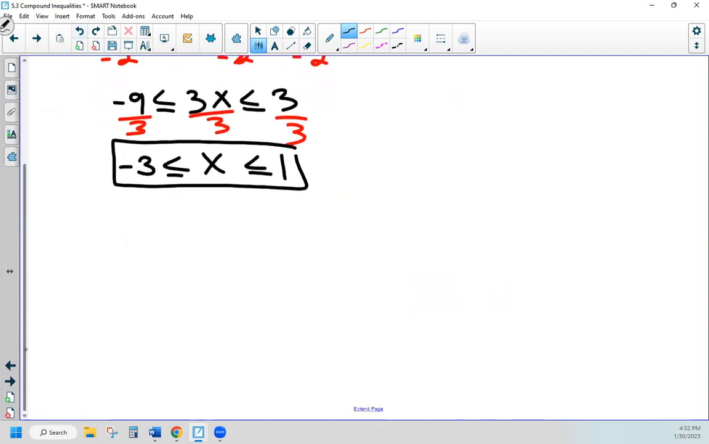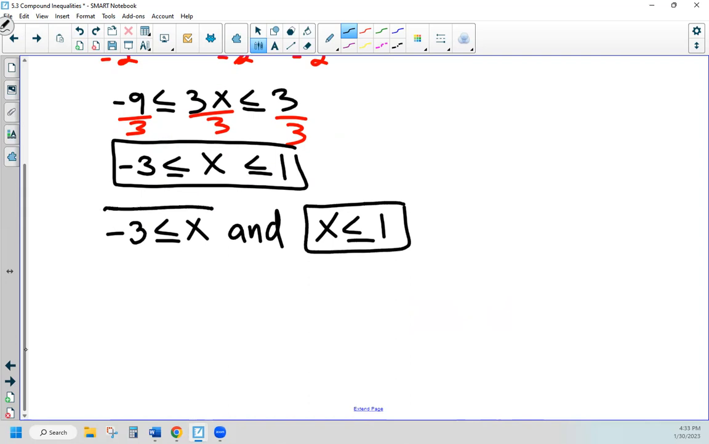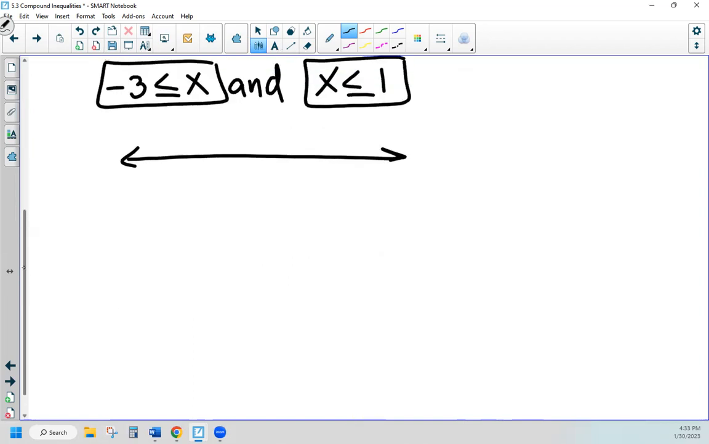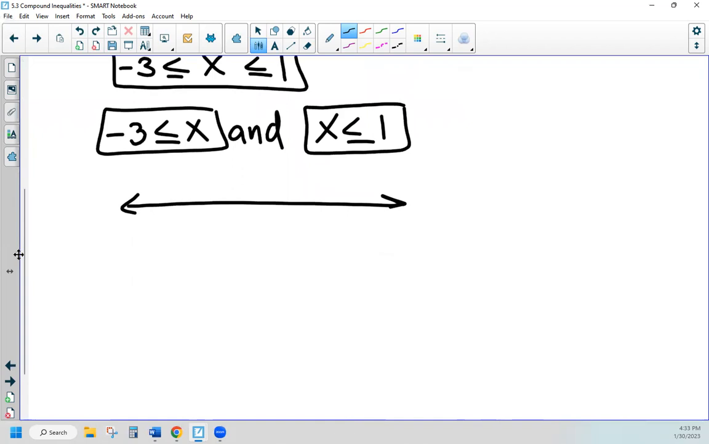Once again, you can write this in another way: -3 is less than or equal to x, and x is less than or equal to 1. There you have it. By using our little compound word "and," we know that we can write this in set notation. I'm not going to do set notation because that should be already something that we know how to do. If you need more practice on that, make sure you go to the previous video.